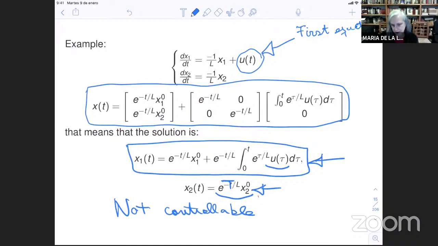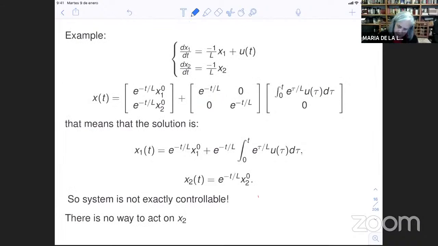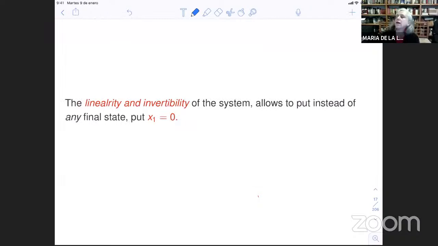So we want to see what we can do to see if the system is controllable. Sorry, here is a typo, it is the linearity.